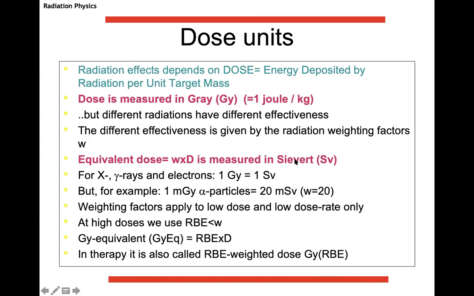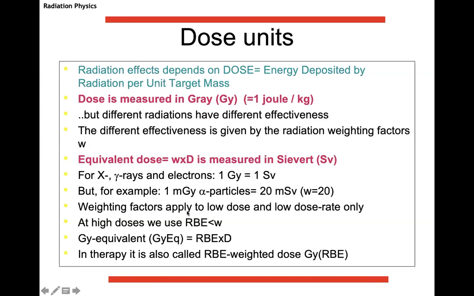We will come back to this one, especially in radiation protection. Essentially, the equivalent dose is given by the weighting factor times the dose. For X-rays, gamma rays, and electrons, this weighting factor is 1. So effectively, 1 gray is 1 sievert. But for example, if you have alpha particles, then the weighting factor is 20. So 1 milligray of alpha particles corresponds to 20 millisievert. So it's much, much more effective biologically.